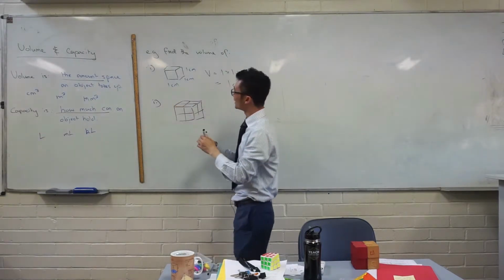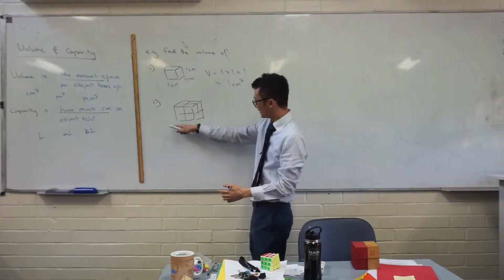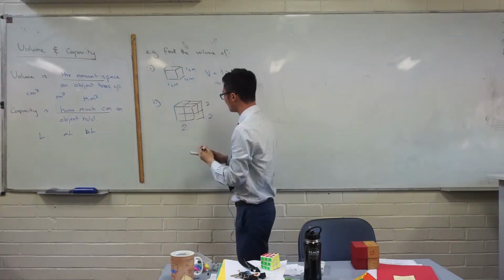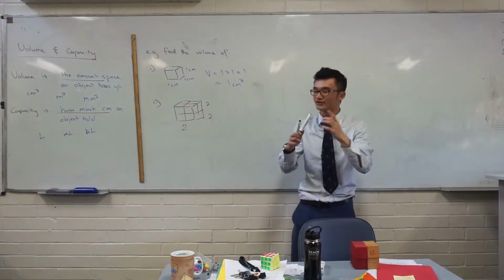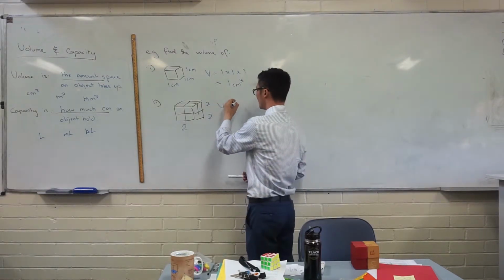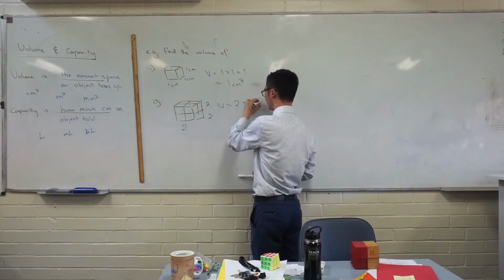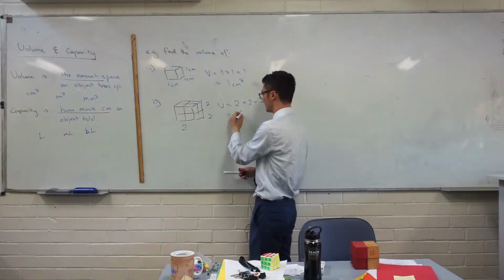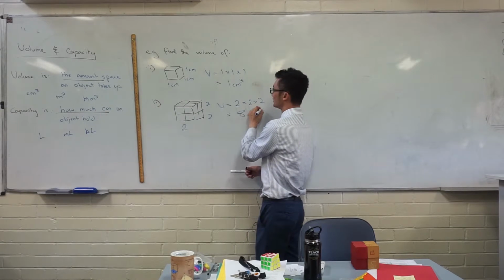So because I know that each of these lengths is 1, then obviously that length there is 2. We've got 2, and we've got 2. The volume, again, all we're doing, Year 8, is multiplying these all together and calculating that. We know that's going to be 8 cubic centimeters.